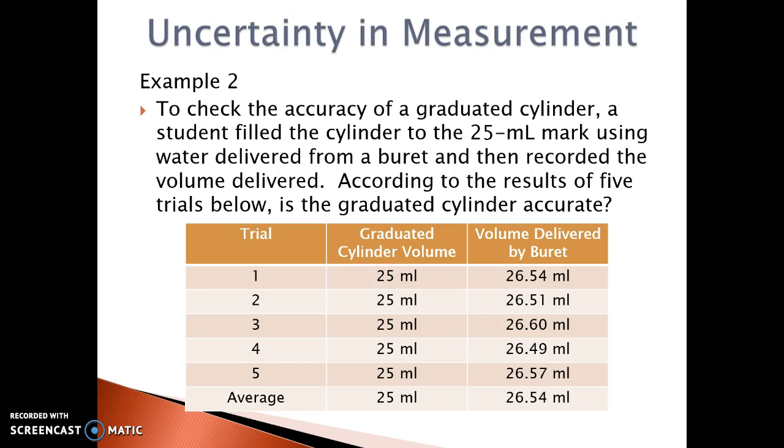If we look at the results of his trials with the graduated cylinder, they show very good precision, meaning that he has good technique with the device. However, the average value measured using the burette is slightly different from 25 milliliters. It's off by 1.54 milliliters. Therefore, the graduated cylinder is not very accurate. It produces an error and causes the measurement to be low each time the graduated cylinder is used.